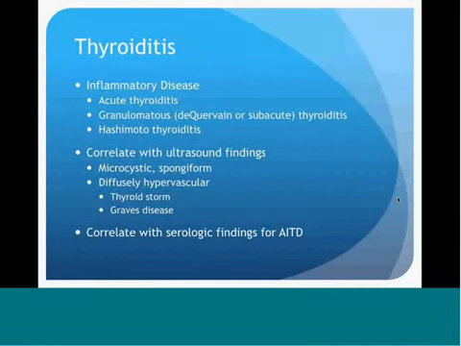Thyroiditis always needs to be correlated with ultrasound findings. There are specific ultrasound findings associated with thyroiditis. The thyroid will be microcystic or spongiform in appearance. It can also be diffusely hypervascular. It can also be hypovascular, but in Graves' disease or thyroid storm or thyroid toxicosis, the hypervascularity is readily apparent on ultrasound when you do power Doppler.